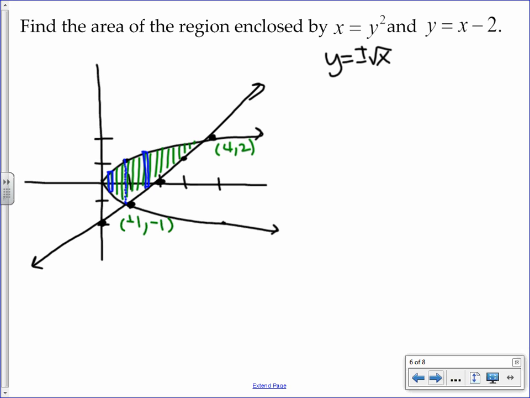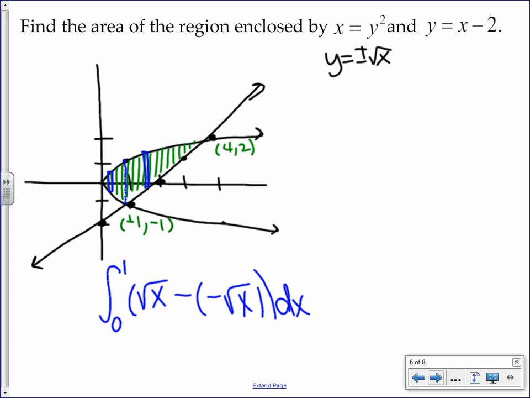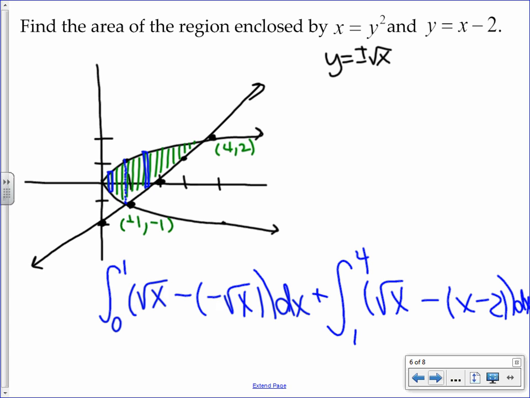So here we have the integral from 0 to 1 of positive radical x minus negative radical x. And then we would have to add this region. So the integral from 1 to 4, our top function is still radical x, but now our bottom function is x minus 2. Make sure x minus 2 gets subtracted in parentheses.